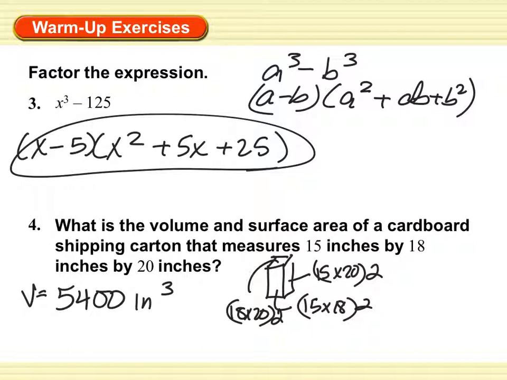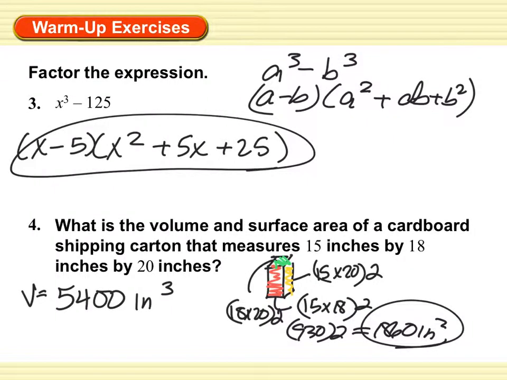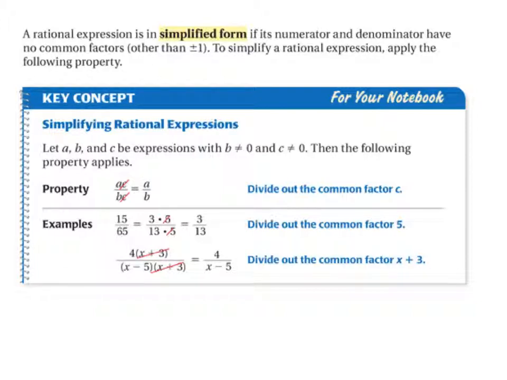I'm going to pause. I guess I should say the reason I'm doing times 2 is because for this one I've got this front face and then I have a back face that matches it. For this top, I also have a bottom that matches it. And for this side, I also have the other side that matches it. So if we do all that multiplication, you get 930 times 2, which is 1860 inches squared for the surface area. All right, into the normal lesson.